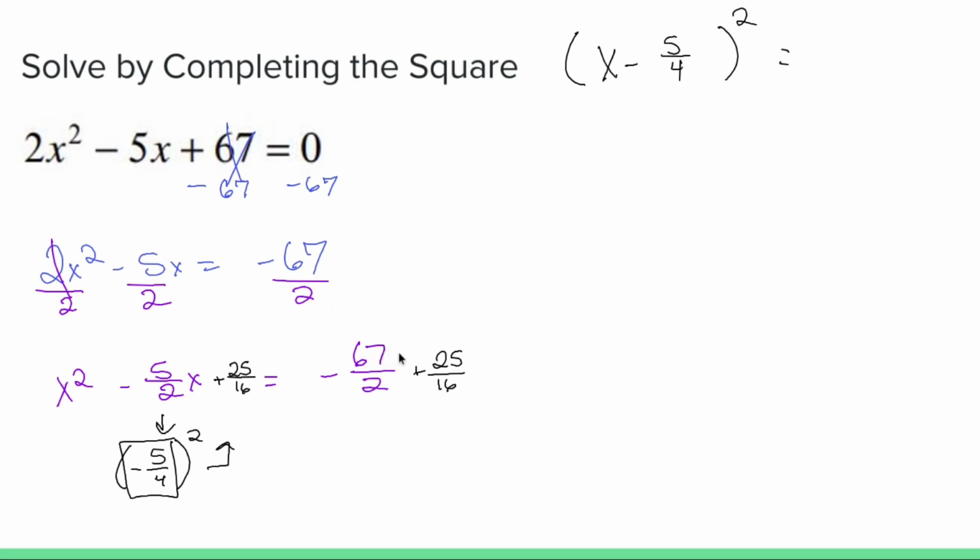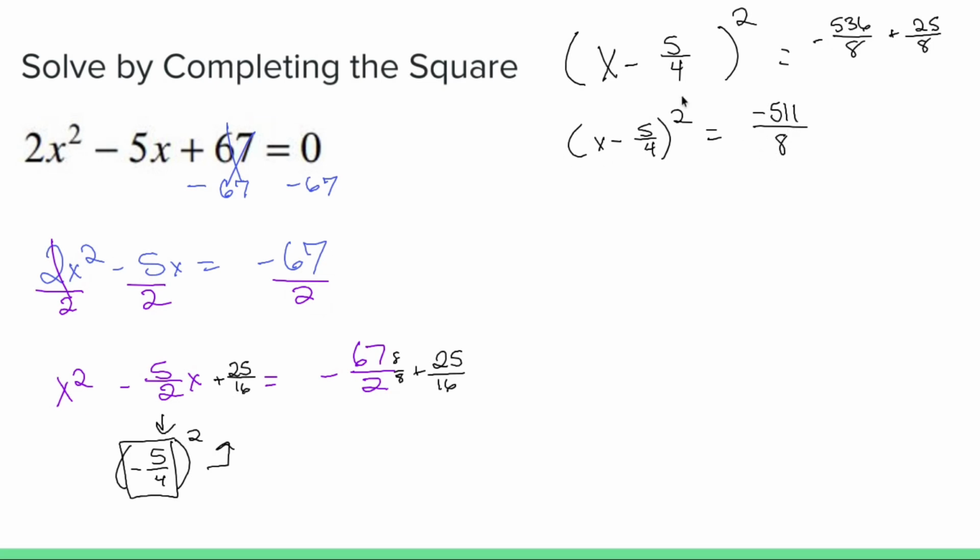I need to multiply by 8 over 8 in order for me to combine these terms. So negative 67 divided by 8, multiplied to 8 is 536. So you become negative 536 over 8 plus 25 over 8. All right, so I'm going to still keep you written as x minus 5 over 4 squared equals negative 536 plus 25 is going to be negative 511. Ugh.